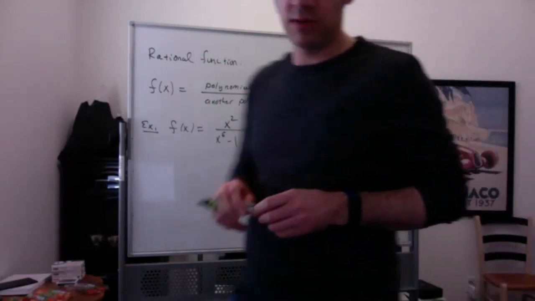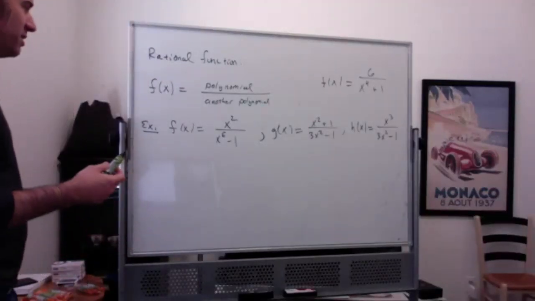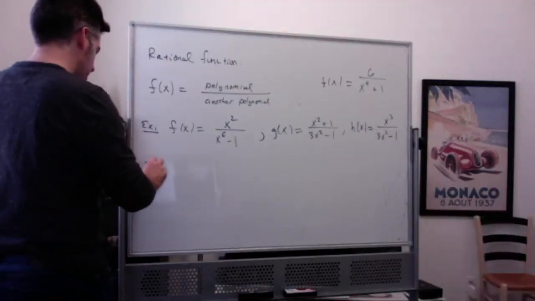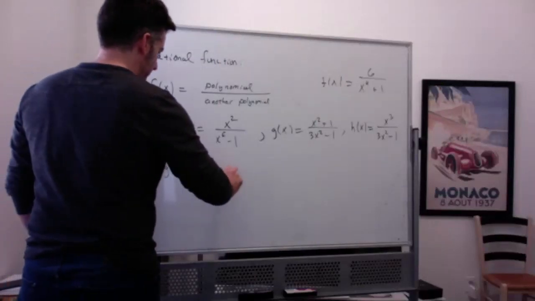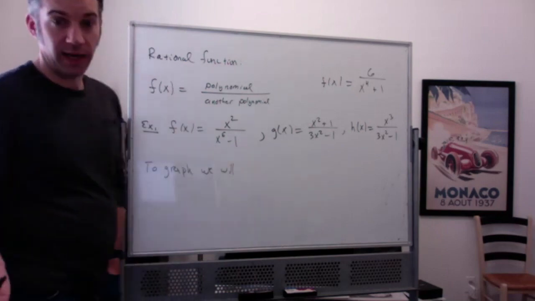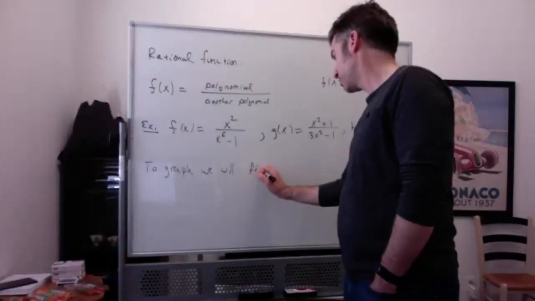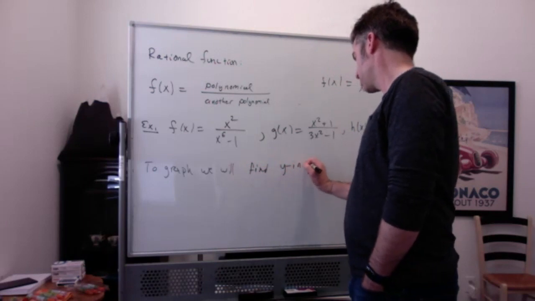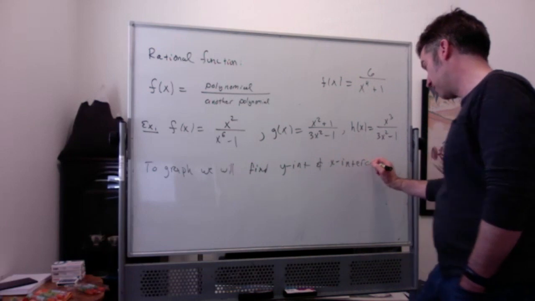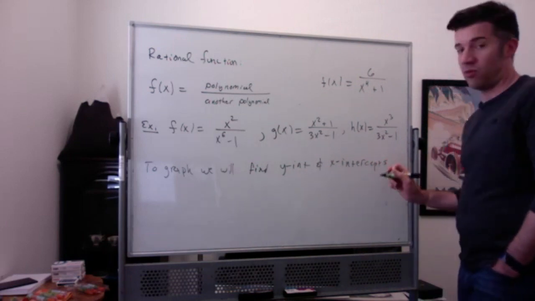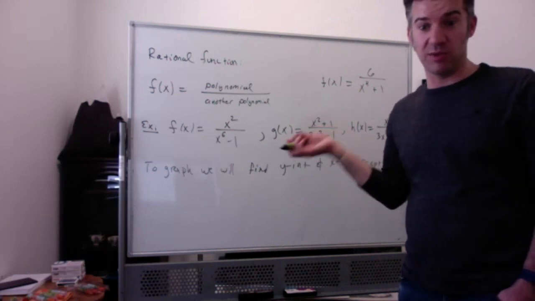What else do I have to say about this? We're going to do the same kind of stuff as before. To graph them, we will find x and y intercepts just like we did before. And again, there might not be any of either of these things. There are definitely rational functions that we have already graphed that don't have any y-intercepts or x-intercepts.